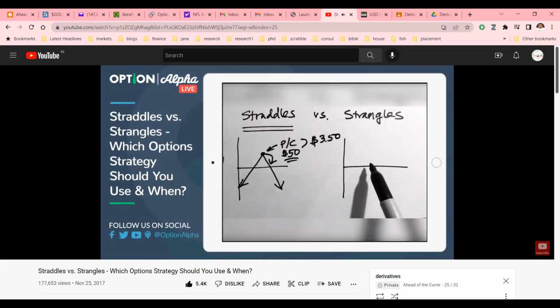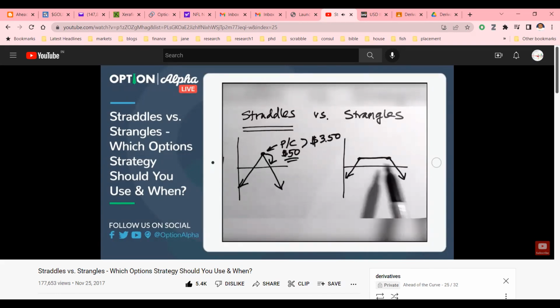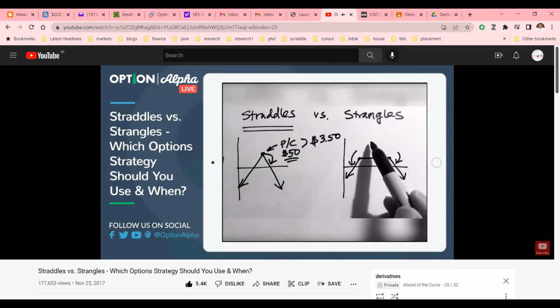Now, a strangle, on the other hand, is selling an option that's out of the money on either end. So you'll be selling an out of the money put and then selling an out of the money call option. You're going a little bit further out, and you generally have much wider break-even points. But because you're going further out, you collect less money.